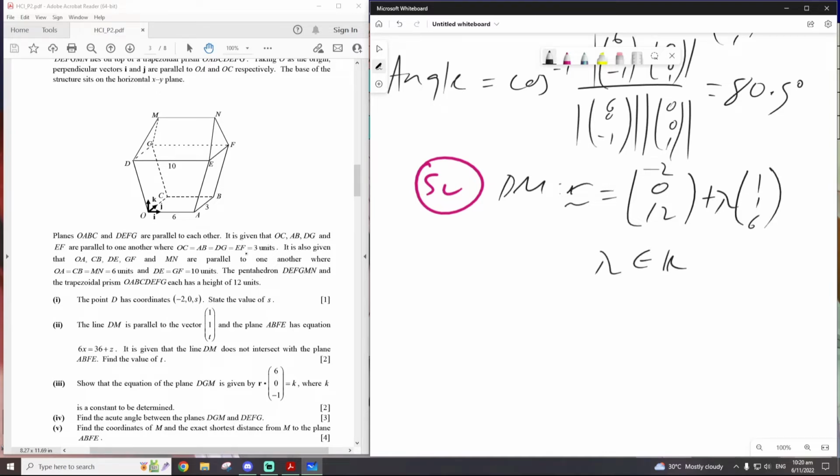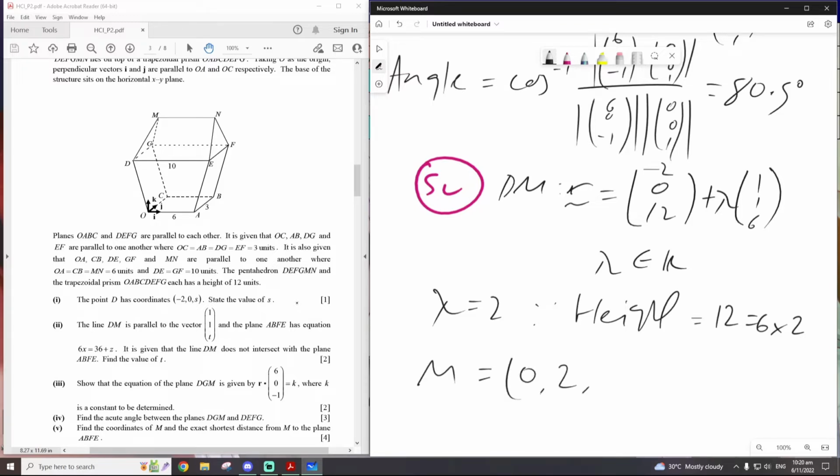So lambda equals 2, because once again, read the question. The pentahedron DEFGMN has a height of 12 units, which is 6 times 2. Therefore the coordinates of M are (0, 2, 24).